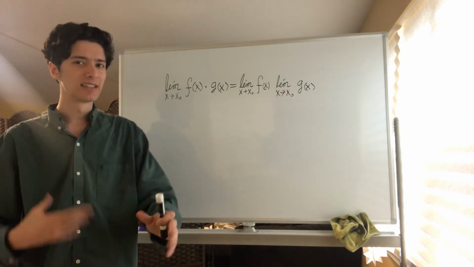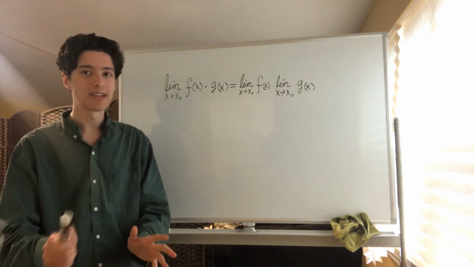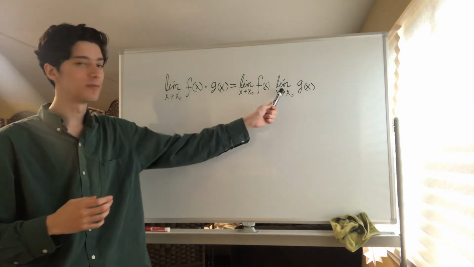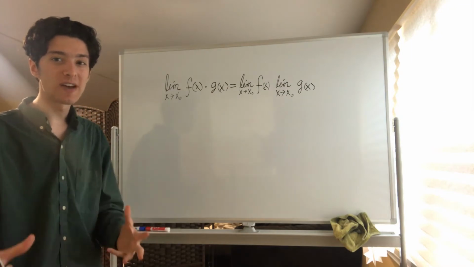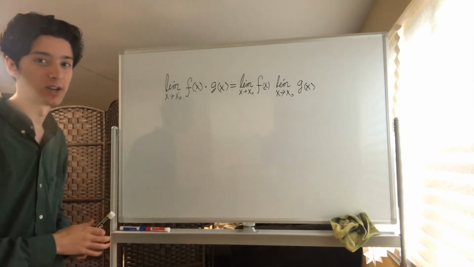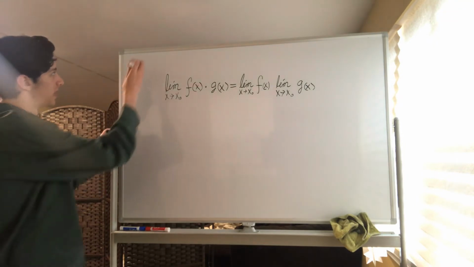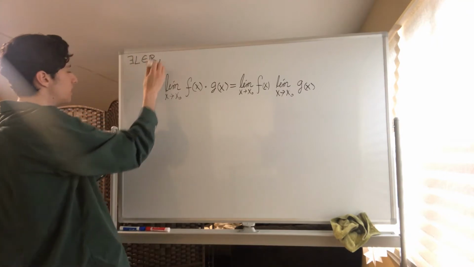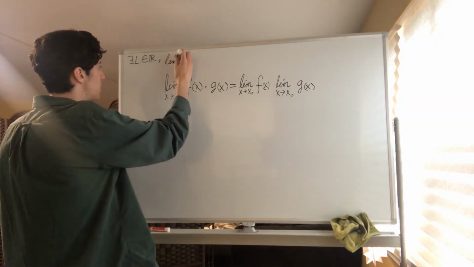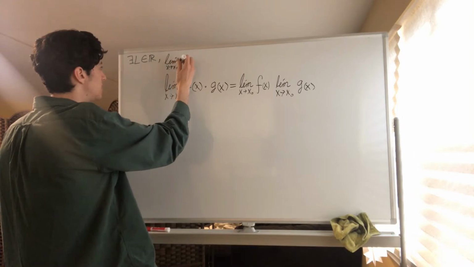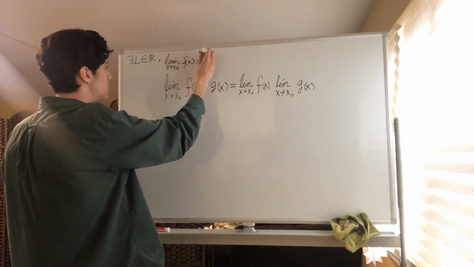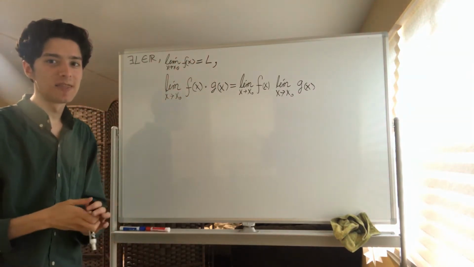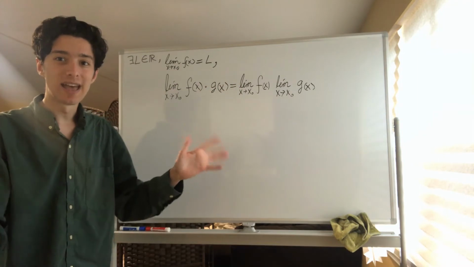As with my previous limit properties videos, we have to make an assumption here. And that assumption is the idea that these two limits exist. So to write that formally, again, I will write it on the board here. So for f of x, we can say there exists a real number L such that the limit as x approaches x naught of f of x is equal to L. And basically this is just another way of saying that this limit exists. Let's call that limit L.